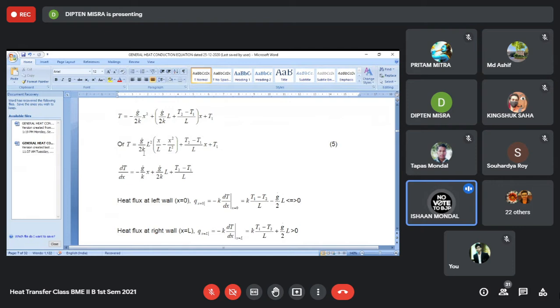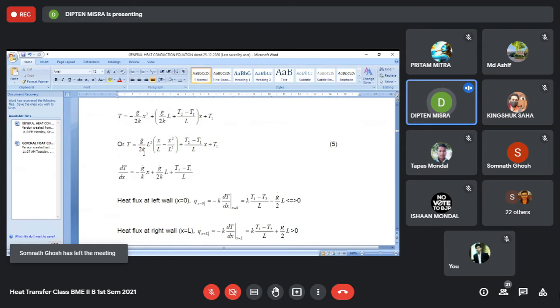Sir, all the parameters should be positive. That's it. No, in a particular case it may be negative. For example, even x can be negative, though x is not a parameter. It depends on how you choose the origin. So x is the variable, but the L and the G dot will be positive on both sides. I have got your question.